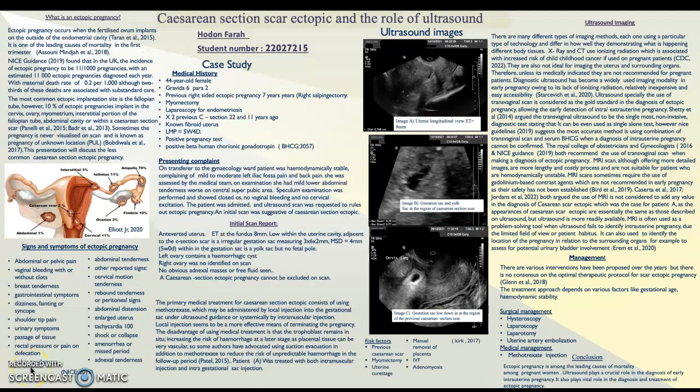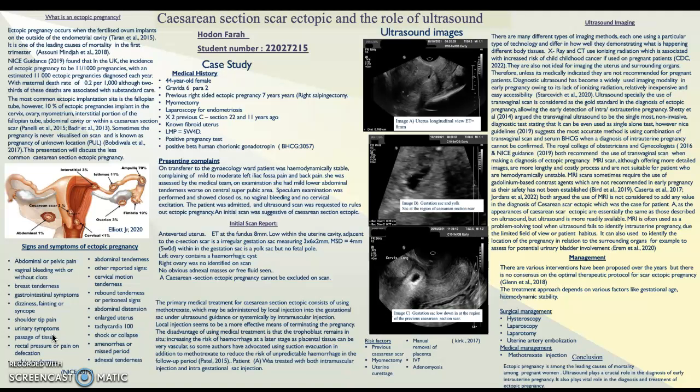MRI scans, although offering more detailed images, are a more lengthy and costly process and are not suitable for patients who are hemodynamically unstable. MRI scans sometimes require the use of gadolinium-based contrast agents, which are not recommended in early pregnancy as their safety has not been established yet.